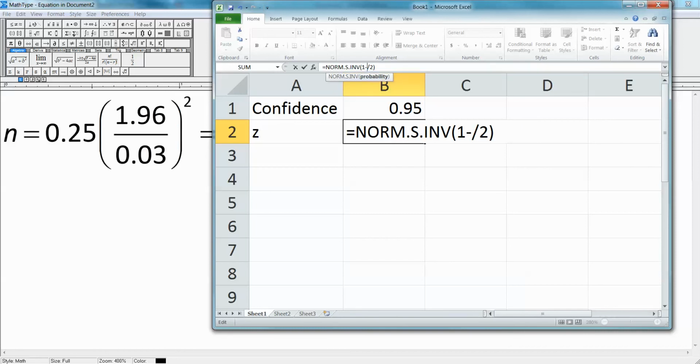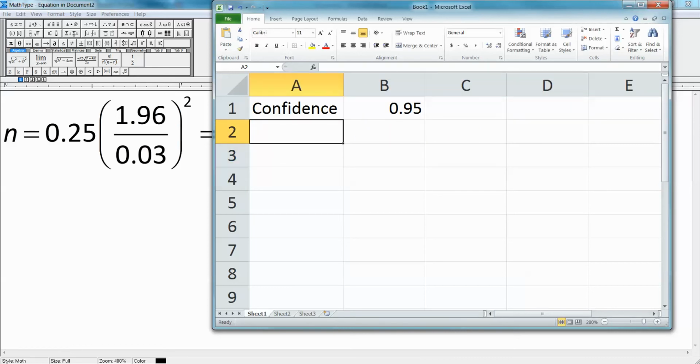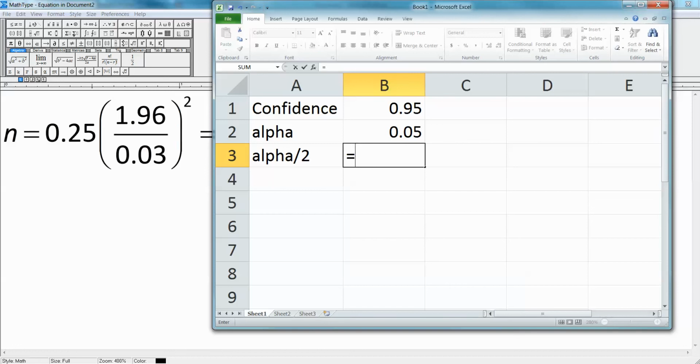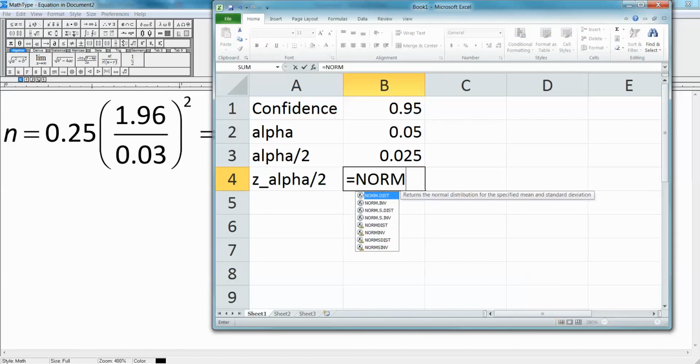Let me back up. What's alpha? Alpha is 1 minus this value right here. So alpha over 2 would be that value divided by 2. I'm doing this so I can fiddle around with any of these values I want and other things will change automatically. So the z alpha over 2 would be equal to norm.s.inverse. Now the new system has the S one for standard normal.